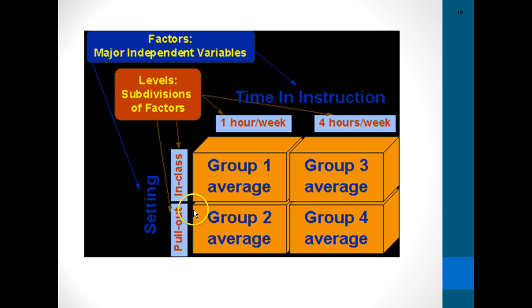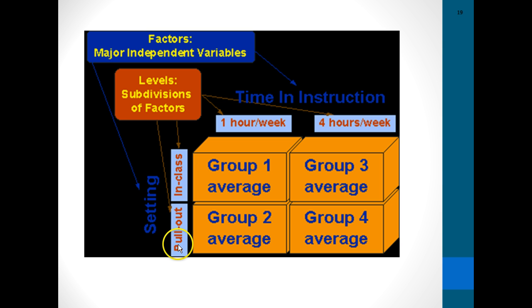So in this case, you can look at the time. You might want to look at, well, what do I get when they get 1 hour of small group instruction versus 4 hours of small group instruction. So this factor of time for instruction has 2 different levels. And additionally, in this study, the second factor of setting also has 2 different levels.